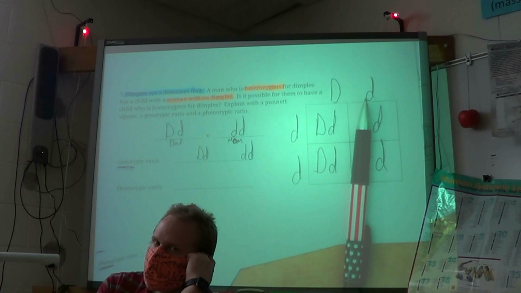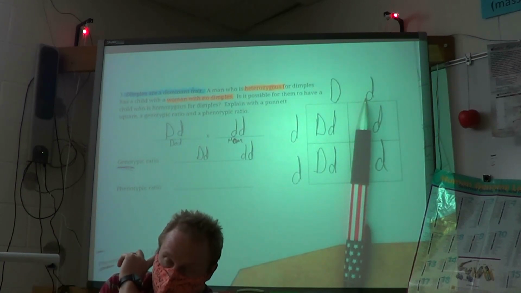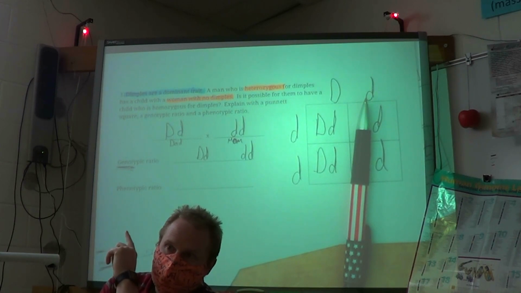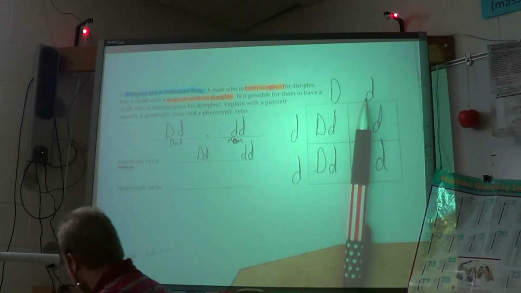Then one of the parents isn't the parent, right? It's not genetically possible, with these two parents, to have a big D, big D. It's not possible. Just for the record. Okay?